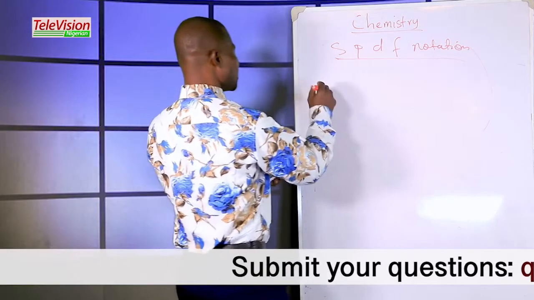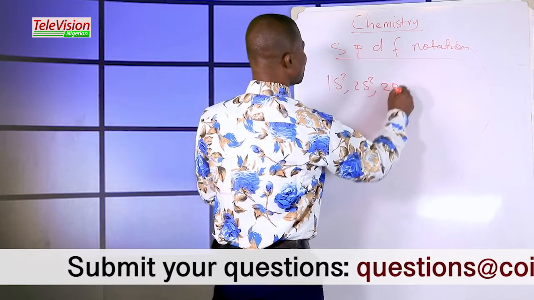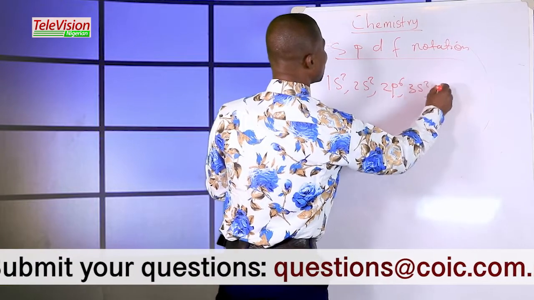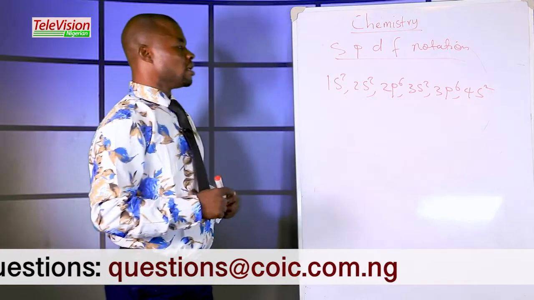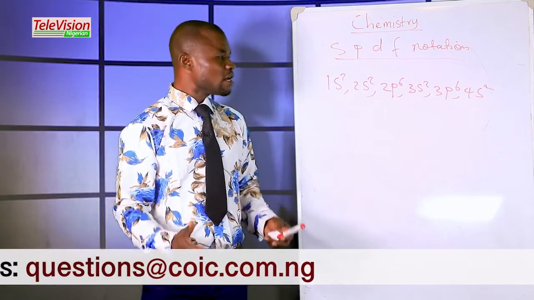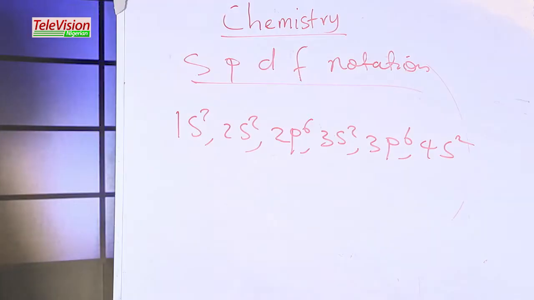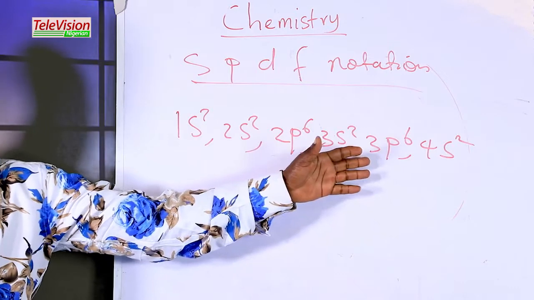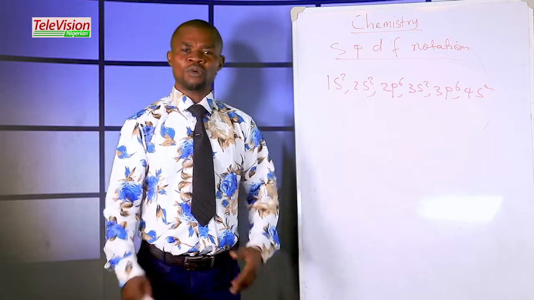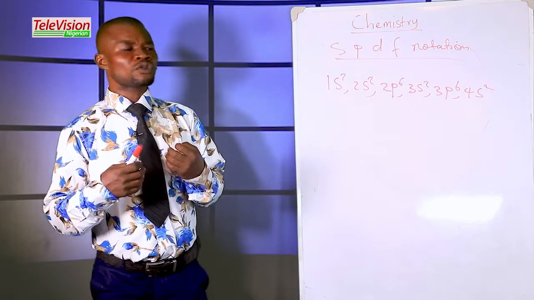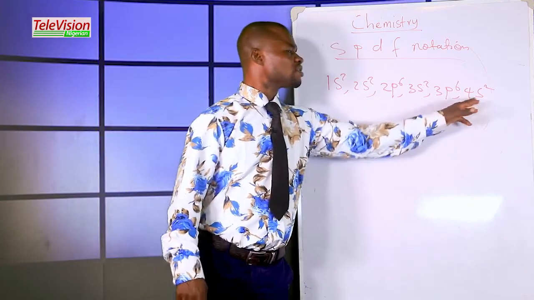Now let's consider this again. 1s2, 2s2, 2p6, 3s2, 3p6, 4s2. Now the question is, what is the group of this element and what is the period? You don't know the name of the element, but you don't care to know, because the question is, what is the group and what is the period? What you have to do is to know the power of the last S and also the coefficient of the last S.